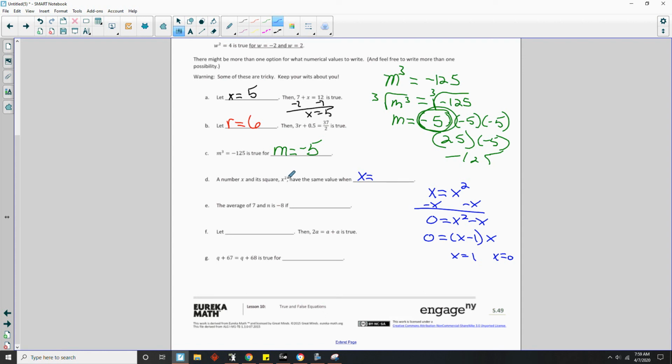1 equals 1 squared, which is 1. And 0 equals 0 squared, so when x equals 0, or x equals 1.